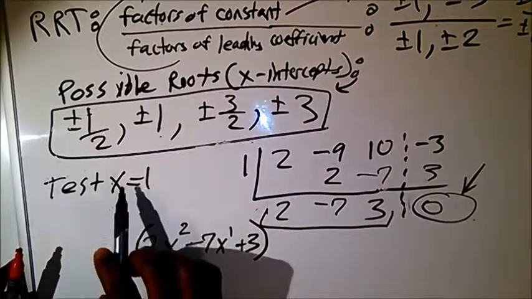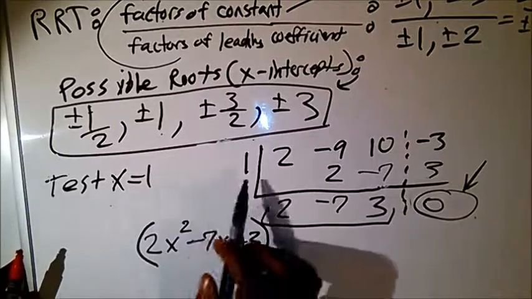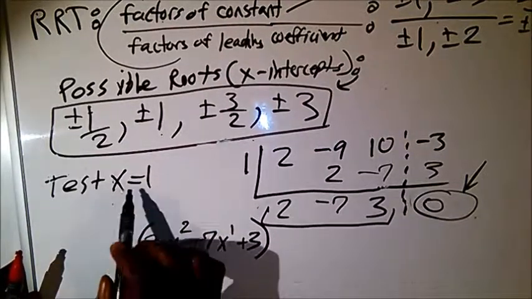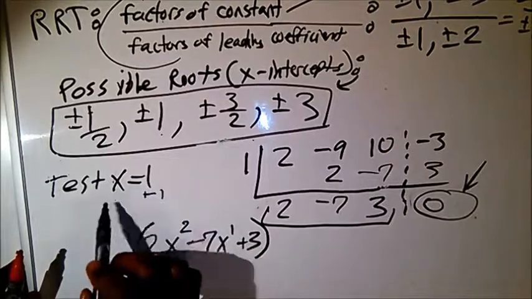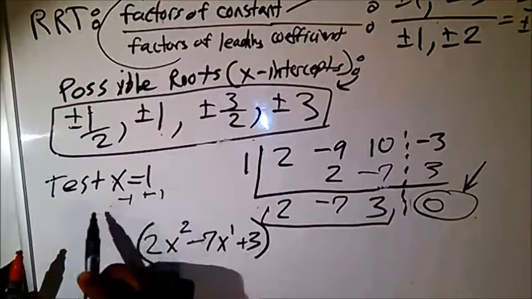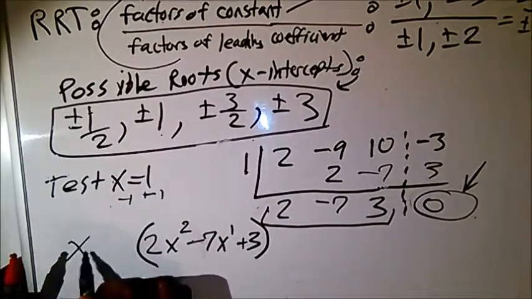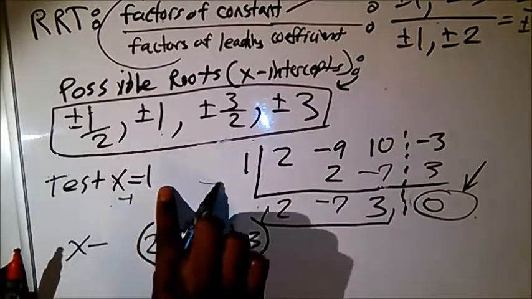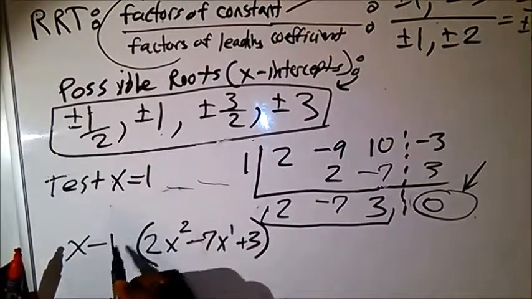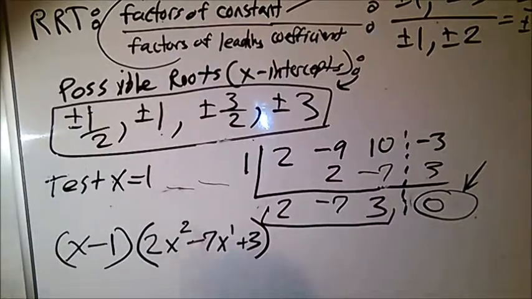But look, the divisor will also be a factor. So we turn this back on the other side. x will be equal to, that crosses out, x will equal negative 1. That will be our factor.